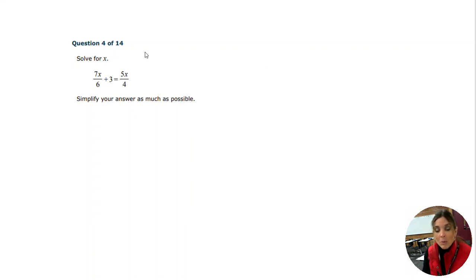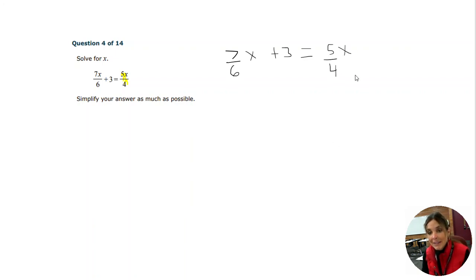So when you have an equation that looks like this, 7x divided by 6, the way that I want you to think about this is think about that 7 over 6 being the coefficient. Another way to write 7x over 6 is 7/6 times x. And then we're going to have plus 3 equal to, and when we talk about the 5x divided by 4, another way that we can write that so that it will be easier for us to understand what's happening in the equation is make that 5/4 the coefficient of the x.